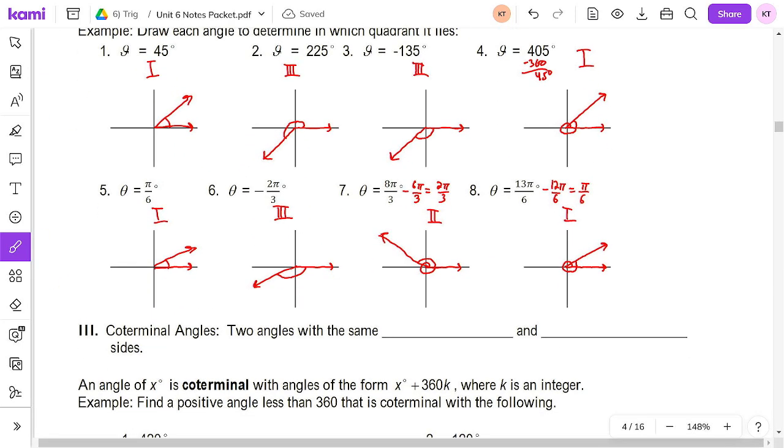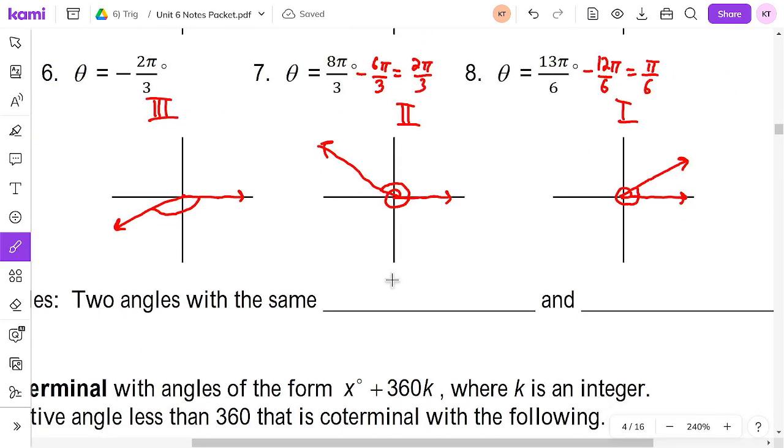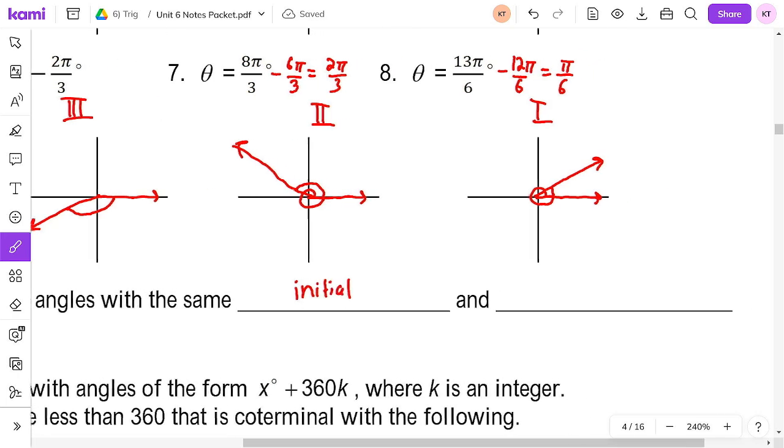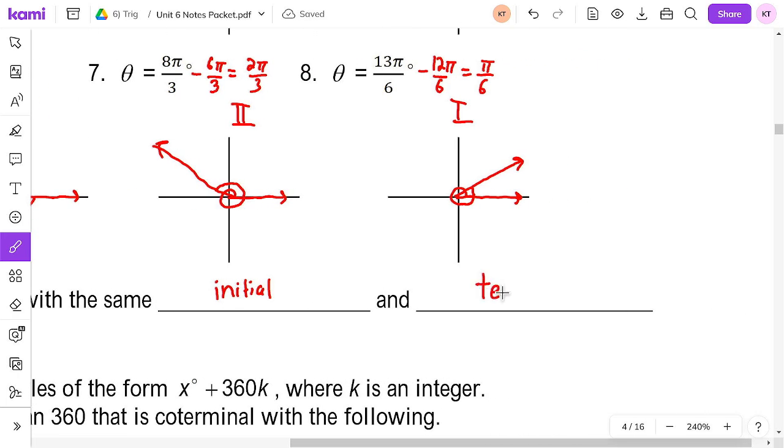So next we have our coterminal angles, and we're going to tie this into what we just did there. Coterminal angles are going to be angles with the same initial and terminal sides.